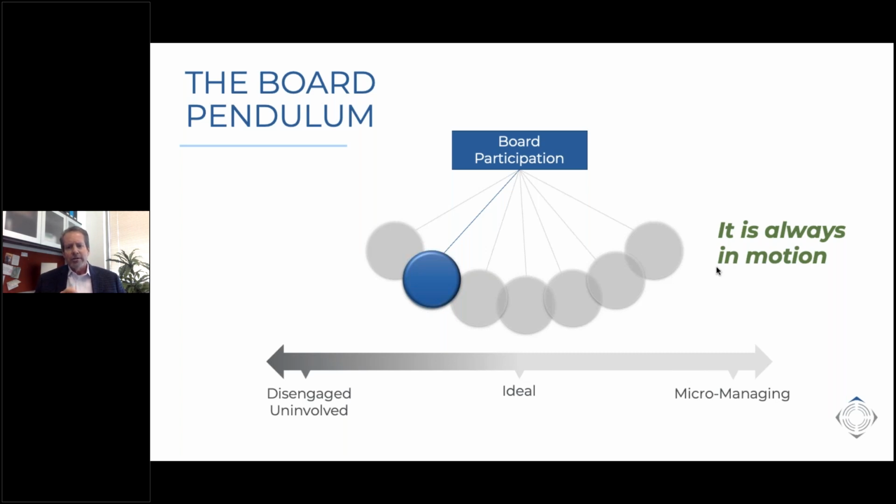So the idea is that this pendulum is always swinging in some direction. Now, usually it doesn't swing to the extremes. I recognize that. But it's normally moving a bit back and forth, and it crosses through that ideal domain, or that ideal section of the range of the spectrum, every once in a while, and that's when you really have things clicking.